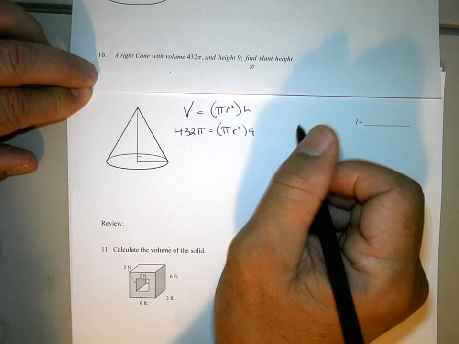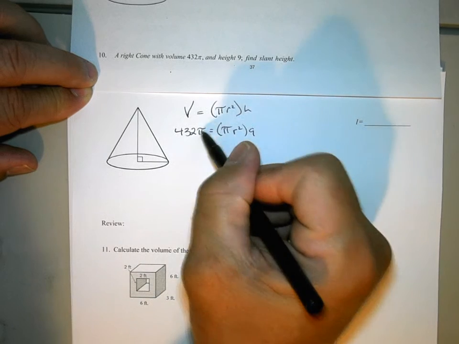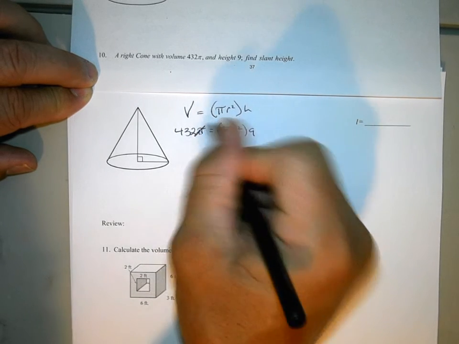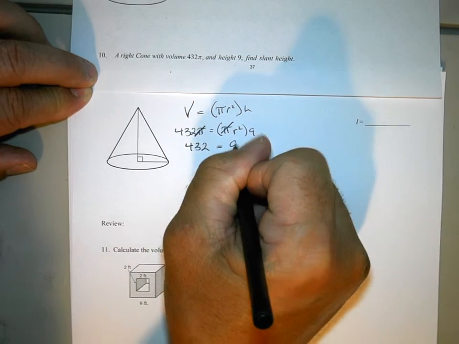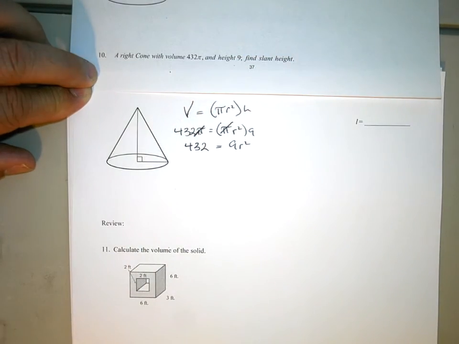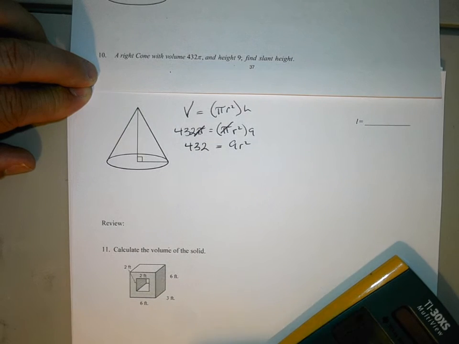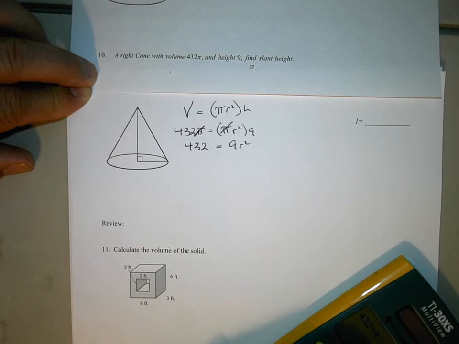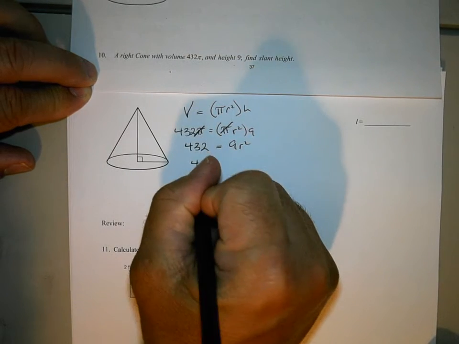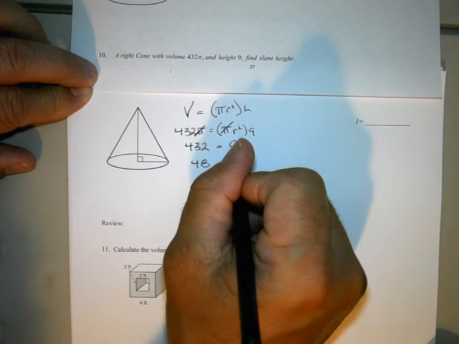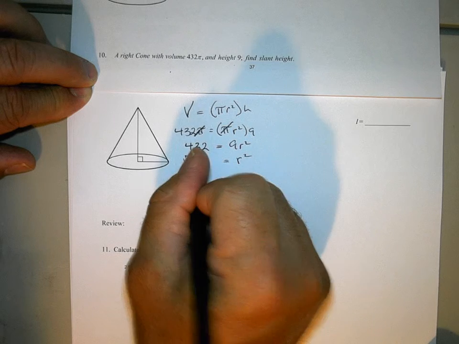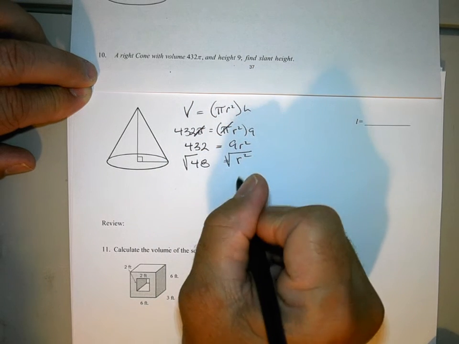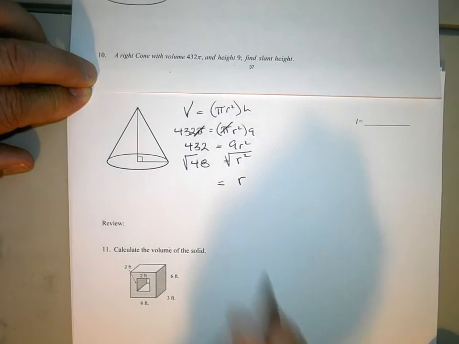Remember, when we are dealing with a work backwards problem with circles, cross out those pi's. So 432 equals 9r squared. Let's divide both sides by 9. And we get 432 divided by 9, which is 48. And we divide this by pi, we get 1r squared, or just r squared. Take the square root of both sides. The square root of r squared is r.